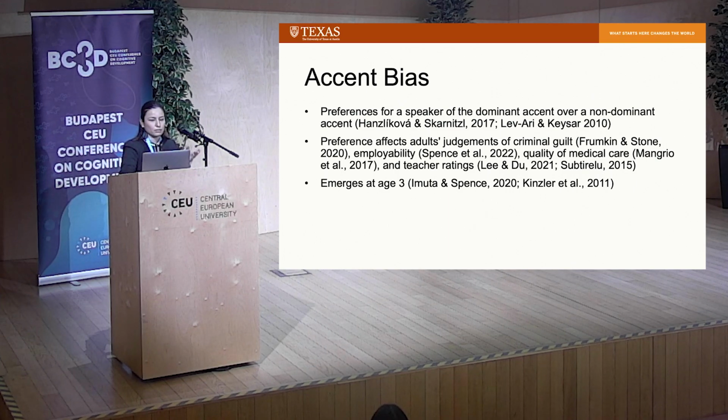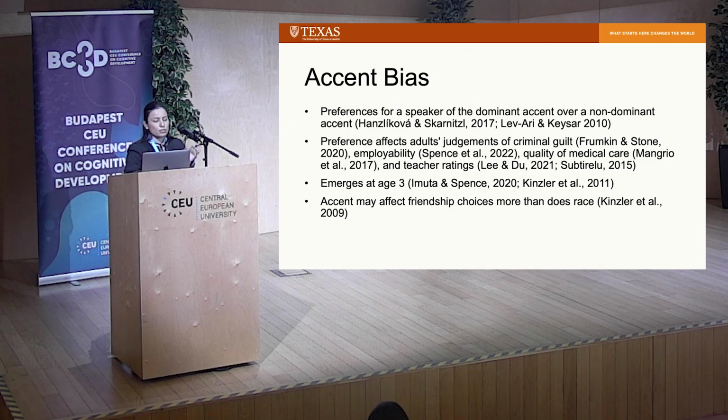We find this in the adults, and also it emerges at a really young age. So now it's become well documented that around age 3, especially in selective trust type of paradigm studies where children have to choose someone to be friends with or to learn from, they are always reliably choosing the native or the dominant accented speaker over the non-native one. And then Kinsler also showed that in some cases, this accent cue might also be stronger than other cues, such as racial cues.